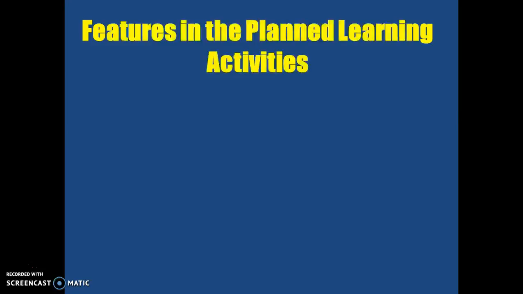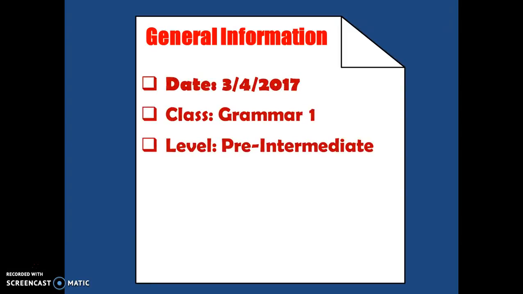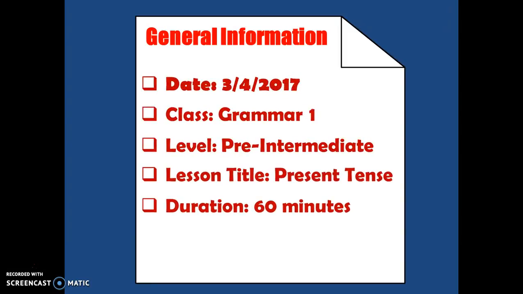So in the lesson plan activities, there are some characteristics to include. For example, the general information, the learning objectives, the materials or resources, and the learning procedure. Let me start with the general information. General information basically is something that you put in there. It serves as brief descriptions given for purposes of identification, such as the date, the class, the level, the lesson's title, and the directions of the meeting.